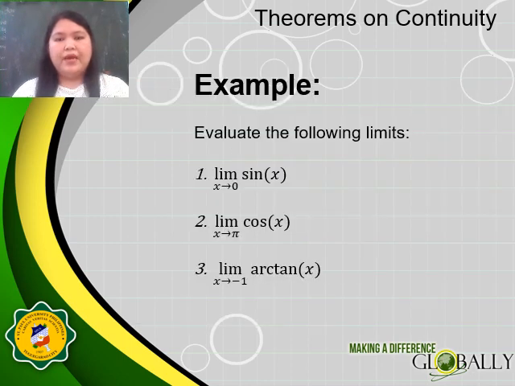Now we are going to have this example as an application of theorem number 1. So we are going to evaluate the following limits. First, the limit of sine x as x approaches 0. Second, the limit of cosine x as x approaches pi. And third, the limit of arctangent x as x approaches -1.